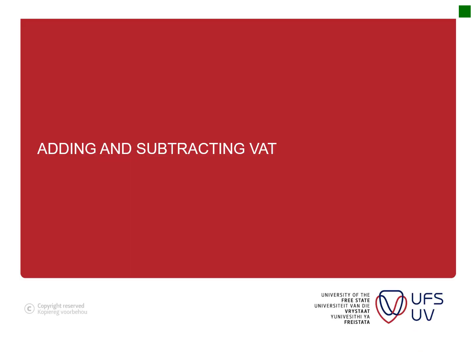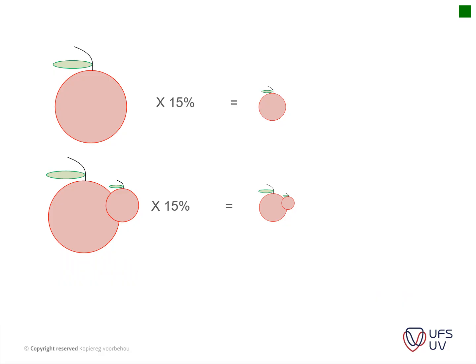Okay, and then I get to a very important thing. I think I did mention it before in one of our lectures, which is basically how to add VAT and how to subtract VAT. It may seem a very simple thing, but it's actually not that simple, because how do you subtract 15% of an item that already has 15% on it?